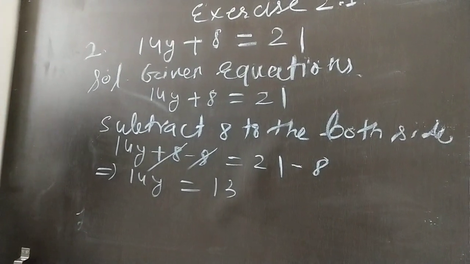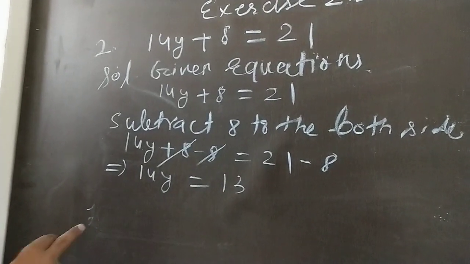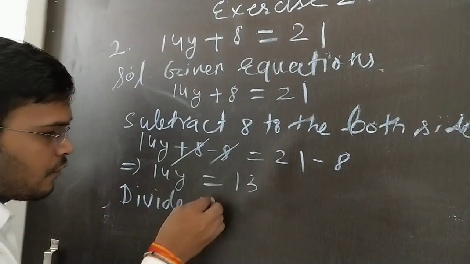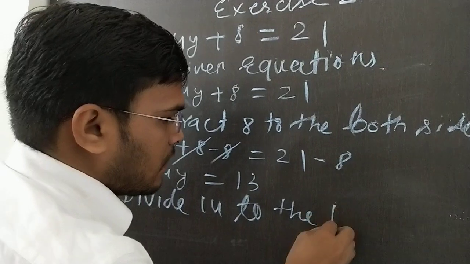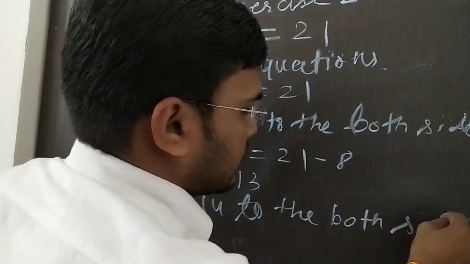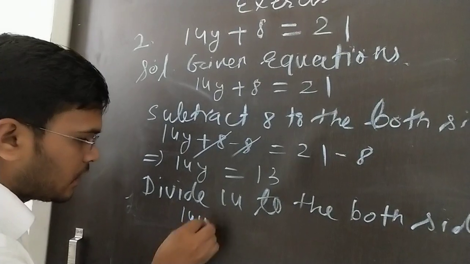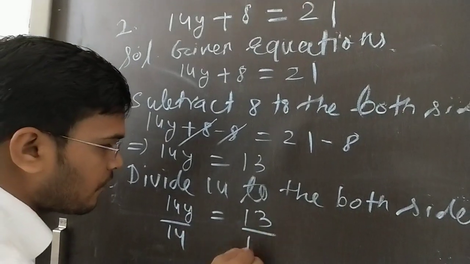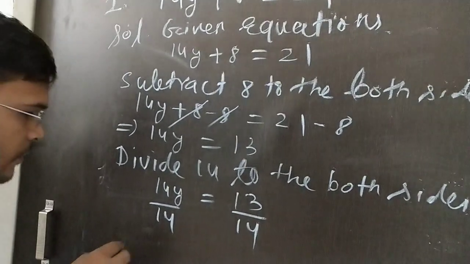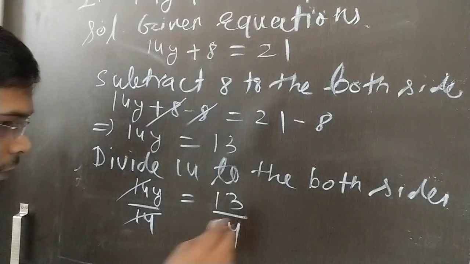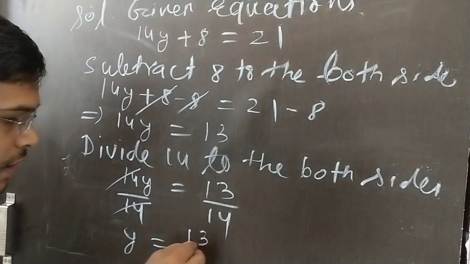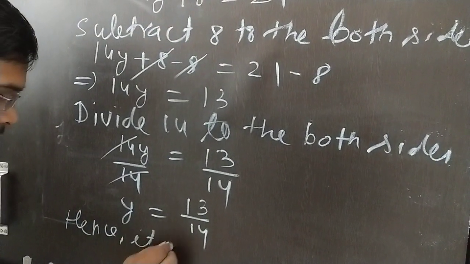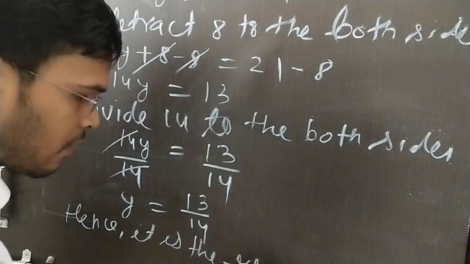14y equal to 13. Now y is a variable and 14 is in multiply form, so we have to divide. Divide both sides by 14. First I am going to write the equation. 14 cancels on the left, so y equal to 13 by 14. Hence it is the required solution.